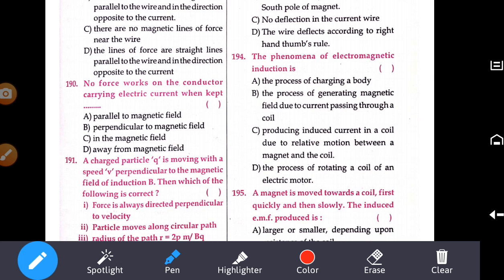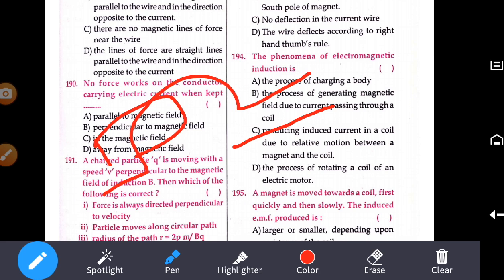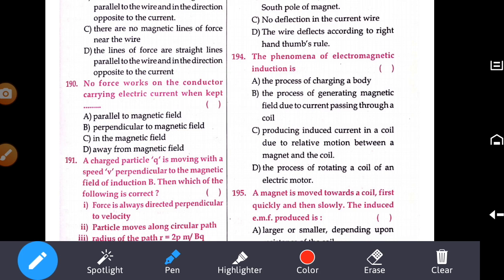The phenomenon of electromagnetic induction is. On what basis? A current or EMF will be induced when there is a relative motion between the magnet and the coil. Relative motion means either you can move the coil or move the bar magnet. If you move both also, an EMF will be induced in the coil. So relative motion between the magnet and the coil, option number C is our answer.